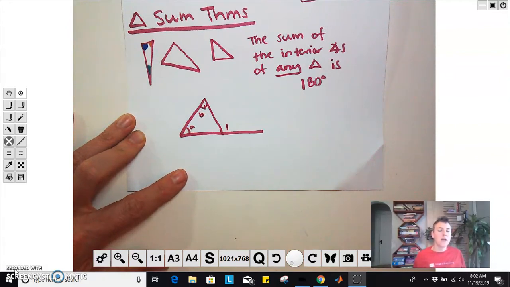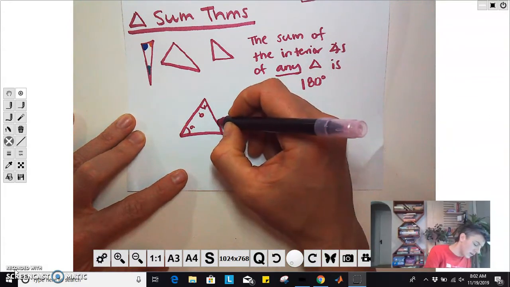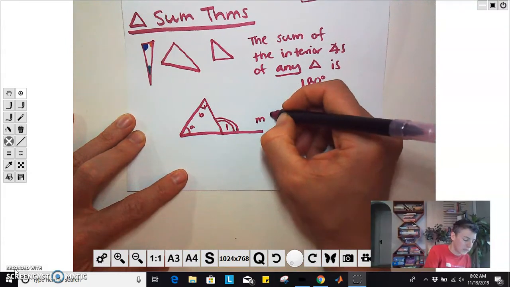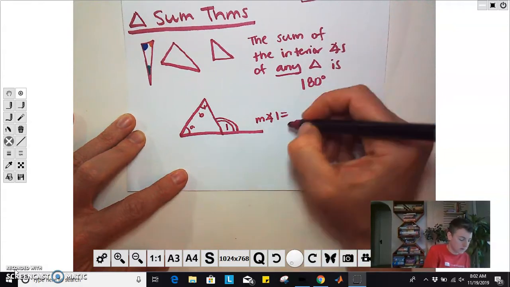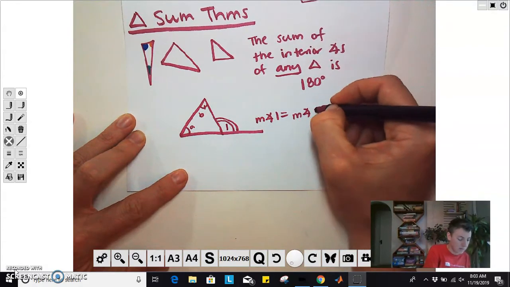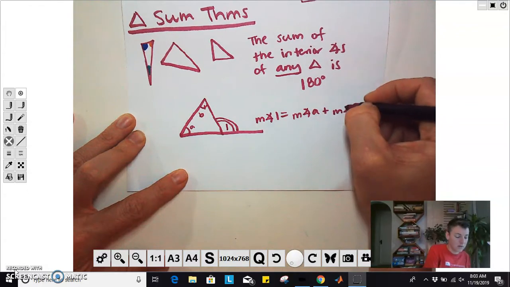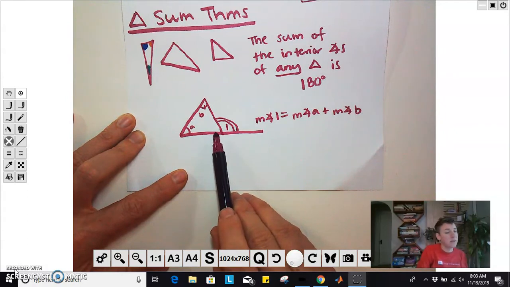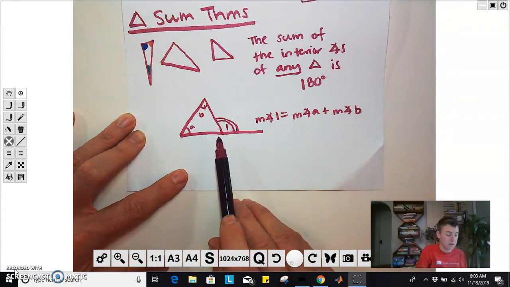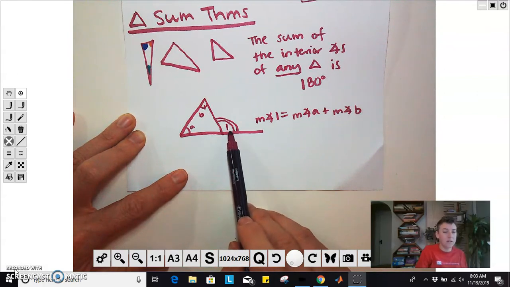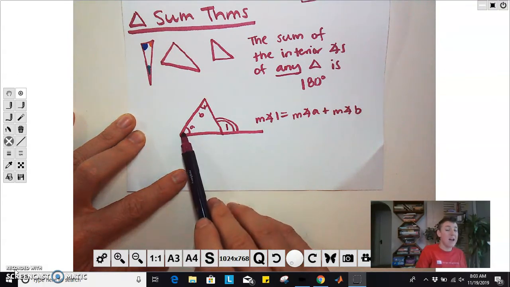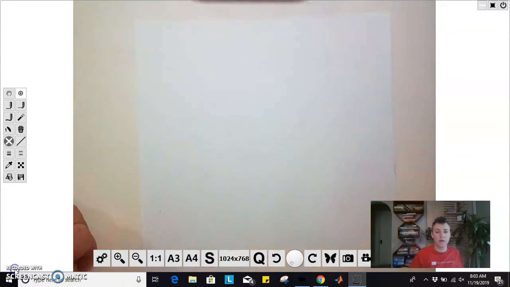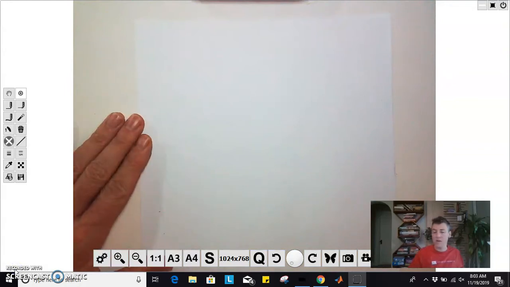The measure of angle 1, this exterior angle here, equals the measure of angle A plus the measure of angle B. So it's not the guy right next to it. Definitely not the guy that makes the linear pair. The measure of the exterior angle equals the sum of the non-adjacent angles A and B. Cool? Cool.